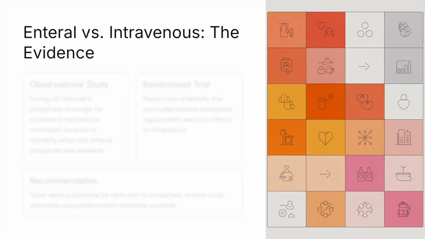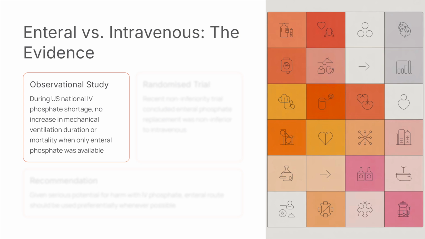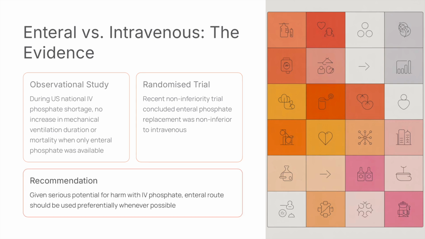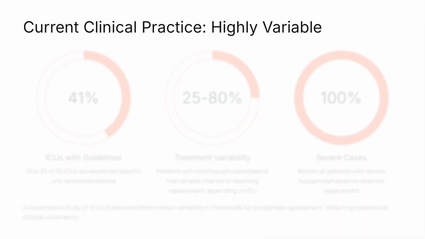Regarding the role of enteral versus intravenous, there was an observational study, especially when there was an IV phosphate deficiency in the US. They found that the outcomes were essentially similar. An RCT was done and it found that enteral is quite non-inferior to intravenous phosphate. However, you must keep in mind that this was in mild to moderate patients and not for severe cases.